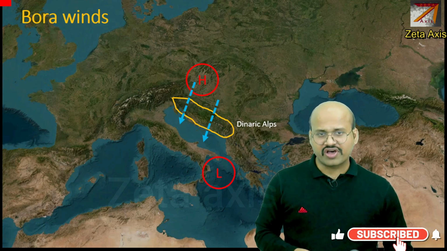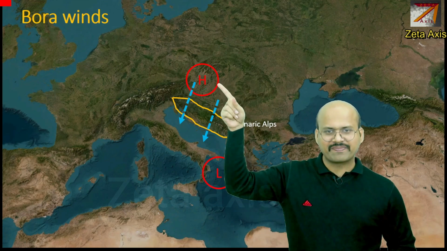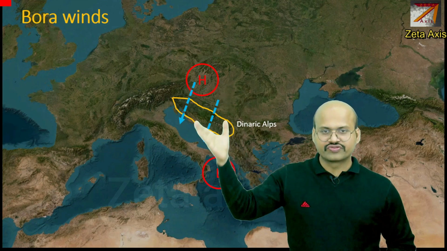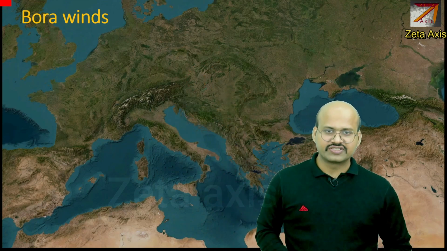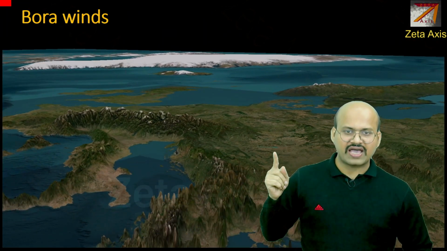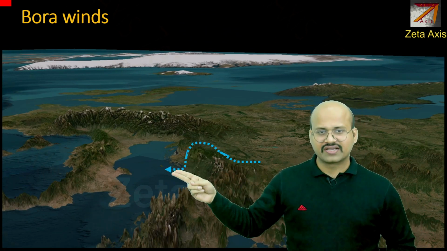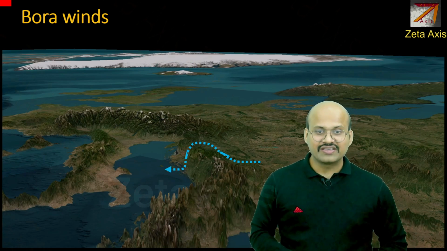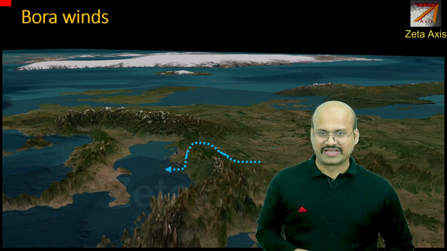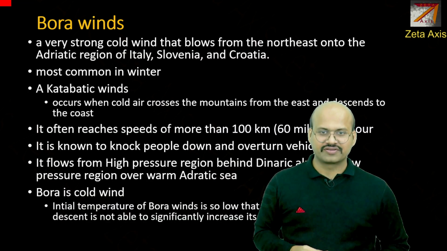Next we will see the Bora winds, which are seen in the Dinaric Alps of Europe. Here again there is high pressure in this region and there is a low pressure region over here. And because of this, the wind moves over the Dinaric Alps. If we see the geography of this region, we can clearly see that here there are plain regions. So the air has to rise up and then descend. And in doing so, it again gets adiabatically heated. However, the winds blowing over are very cold. Therefore, the adiabatic heating cannot raise their temperature. Therefore, the Bora winds are basically cold winds, but they flow with very high velocity.